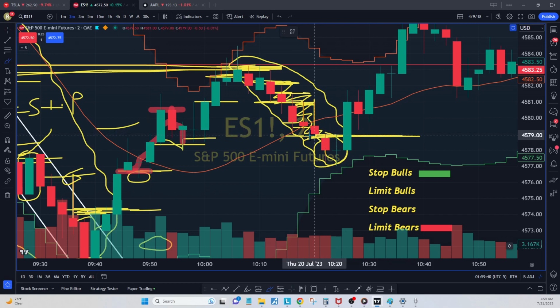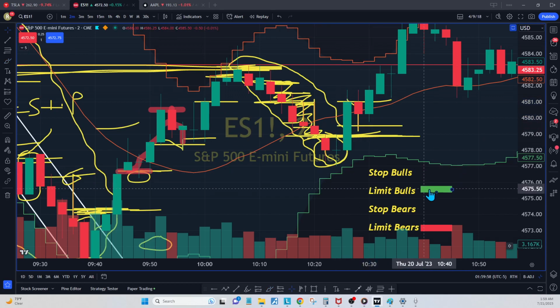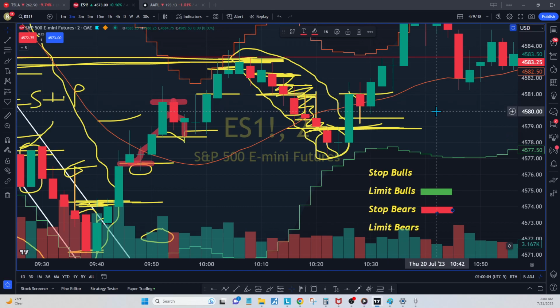You bought on a stop here. Okay, you made money. You bought on a stop here. You probably didn't make money. You probably got retraced out of that. But a limit bull made money here. Okay, so briefly, limit bulls make money. Stop bears are not making money. Okay, this is what's happening briefly right here.